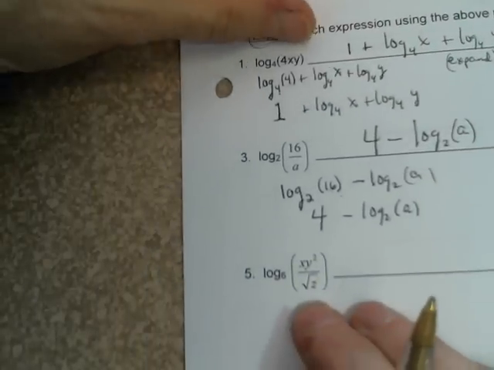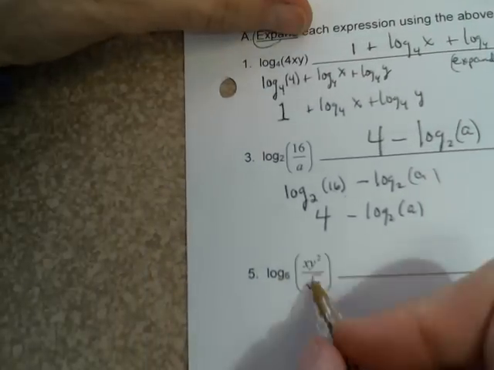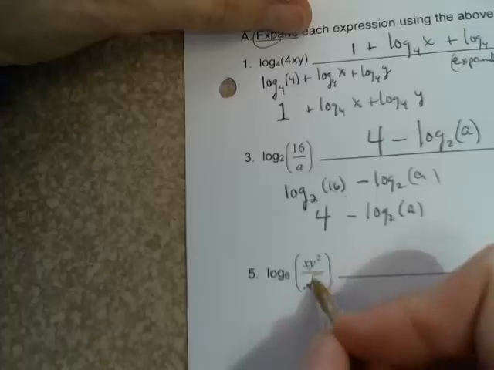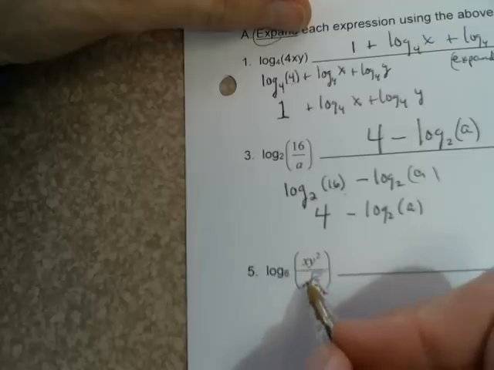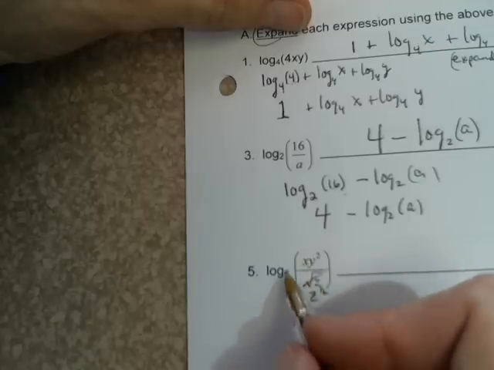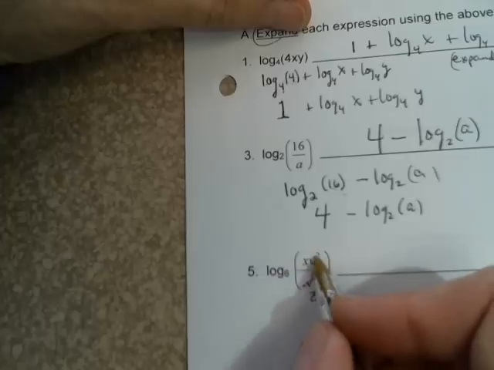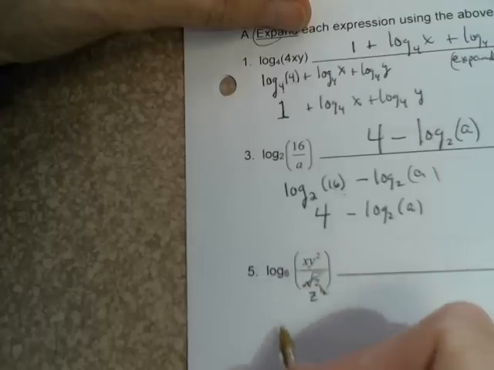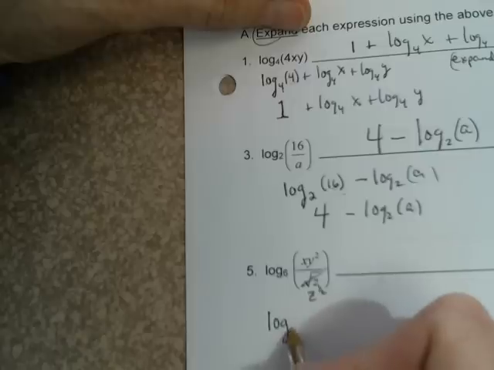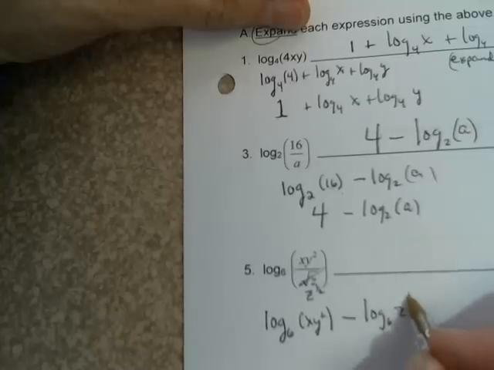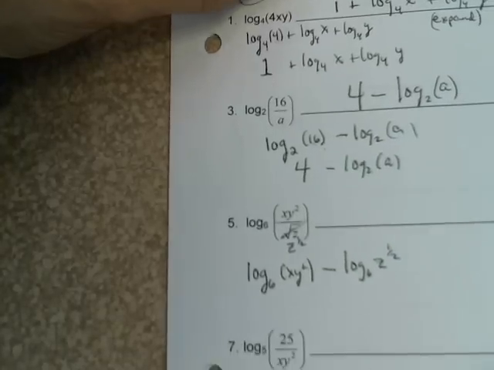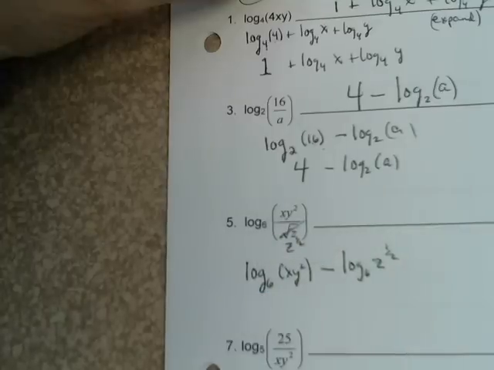In this next expression, we have all 3 rules that we're going to be using. So what we're going to do is rewrite this z. I think I'll just cross it out and write it as z to the 1/2 power. And what we do first is take care of the quotient rule. The quotient rule says that this log breaks into the log of the numerator minus the log of the denominator. So this becomes log base 6 of the numerator, x y squared, minus the log base 6 of the denominator, which is z to the 1/2 power. So there's your first step, just using that quotient rule to split it apart into 2 logs.